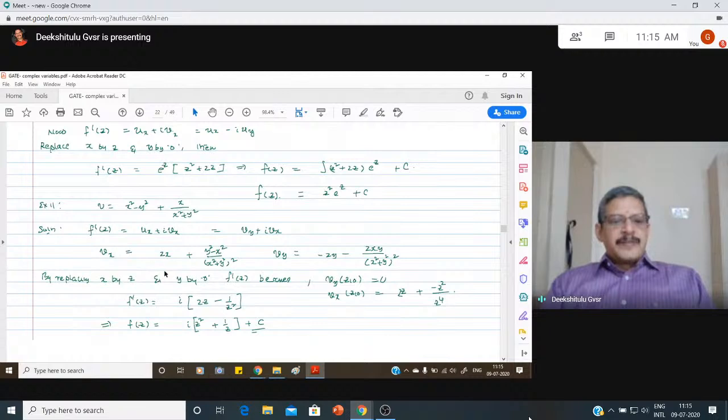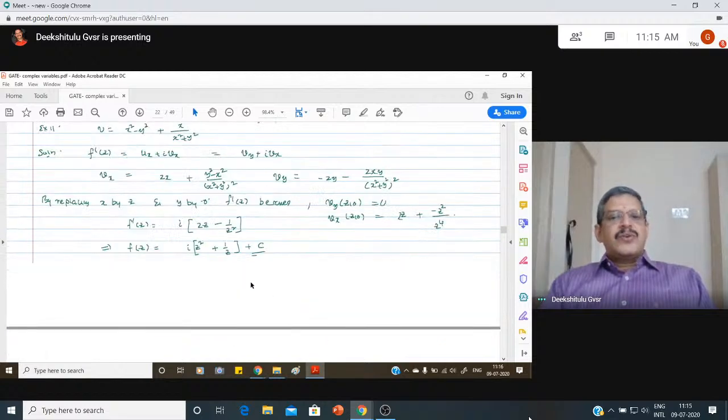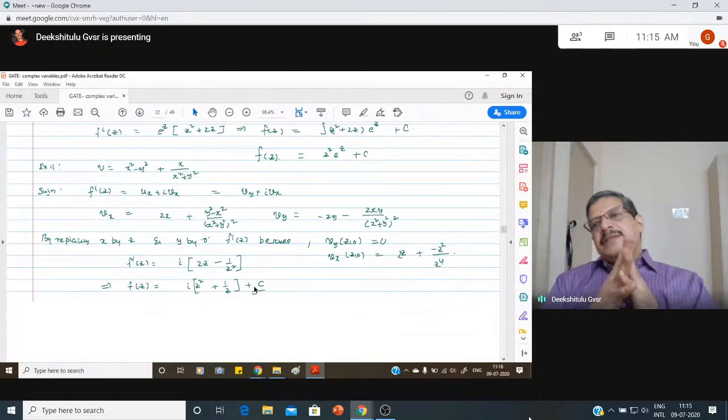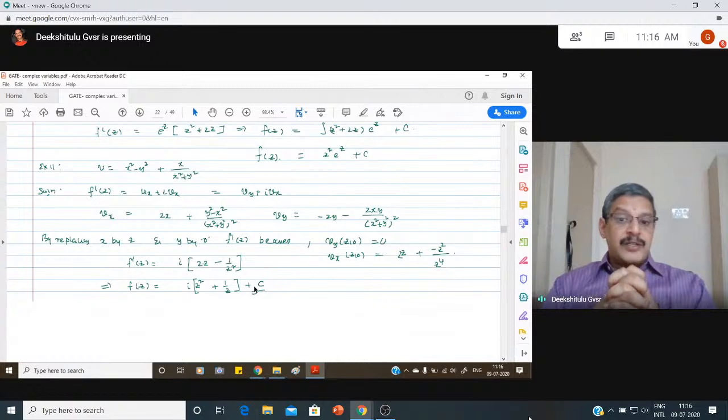Replace x by z, y by 0. X by z, it becomes 2z, and this becomes minus x square minus z square by z square whole square, that means 1 by z square. And this becomes y is 0, which means this is 0. This is also 0. So f dash z becomes i into 2z minus 1 by z square. If you integrate this, integral of 2z is z square, integral of minus 1 by z square is 1 by z. So simple.